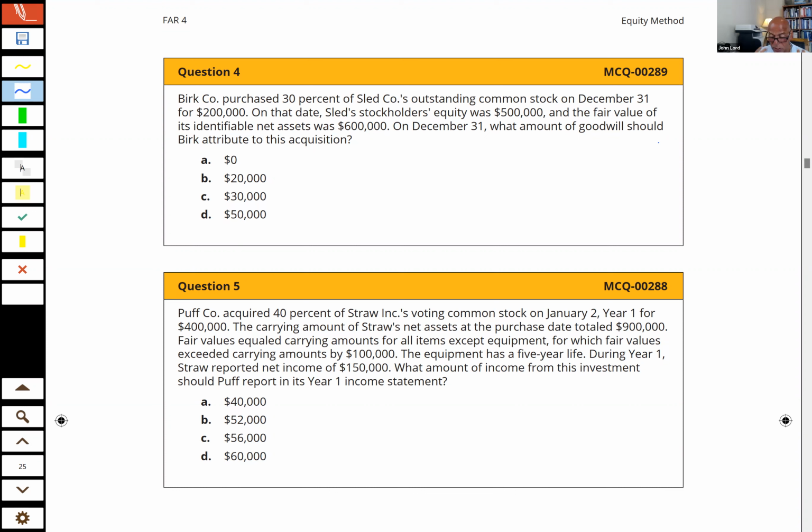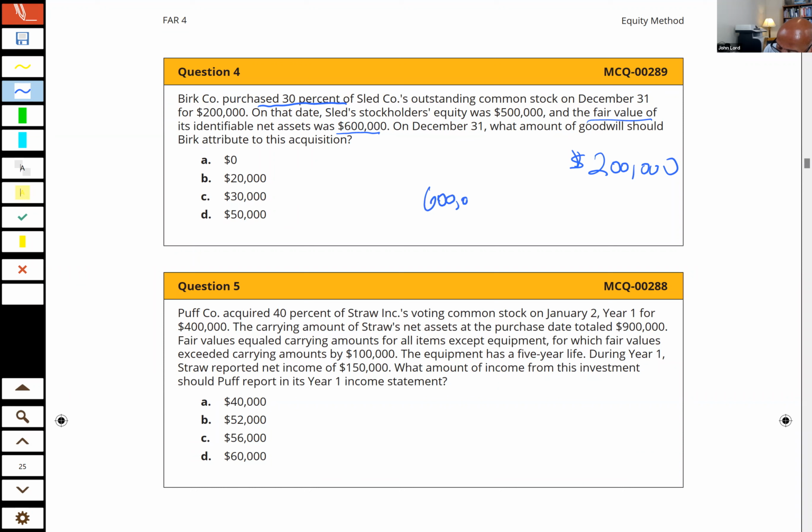But they're saying what's the implied goodwill, the goodwill that could be attributed to the transaction, and you're dealing with the equity method because it's 50% or less. So I'm using 30%, so I know I have to use the equity method. And the question becomes, what did you pay? What did you get? And they tell me that on December 31st, they paid $200,000. And for $200,000, they got 30% of assets that had a fair value of what?